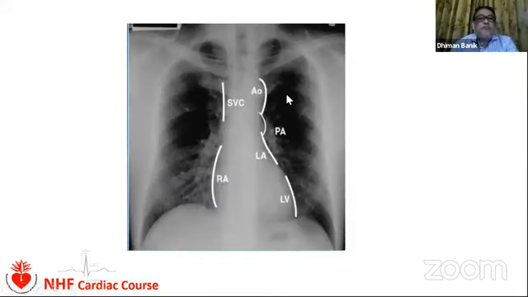This is the X-ray showing the right and left border of the heart. Left border of the heart is formed by upper part, this is the aortic knuckle. This is the pulmonary artery or the pulmonary conus, we say. There is the left atrial appendage, and this is the left ventricle. In the right border, the upper part, it is the superior vena cava forms the upper border, and the lower part it is the right atrium. And the lower part, in some books it is said that the inferior vena cava comes into play in the right border of the heart.